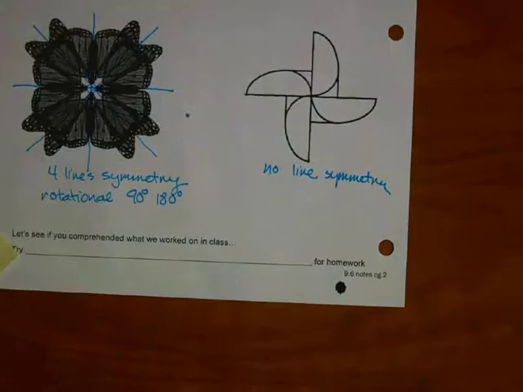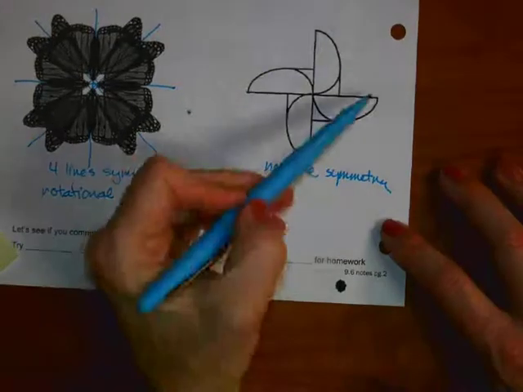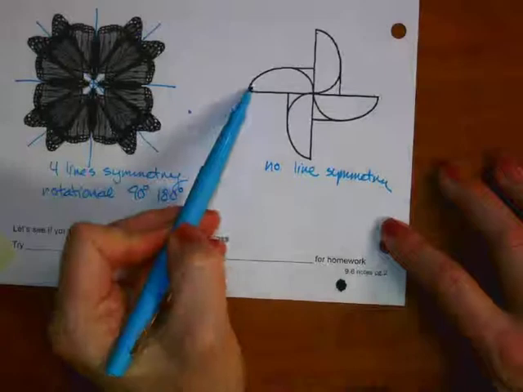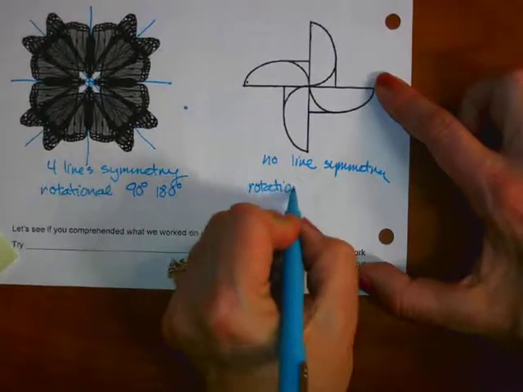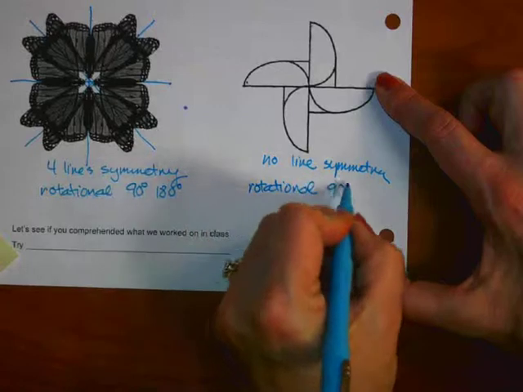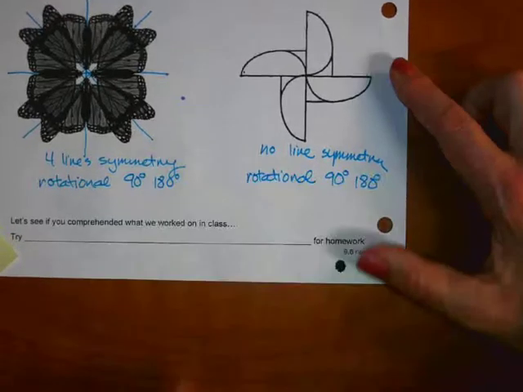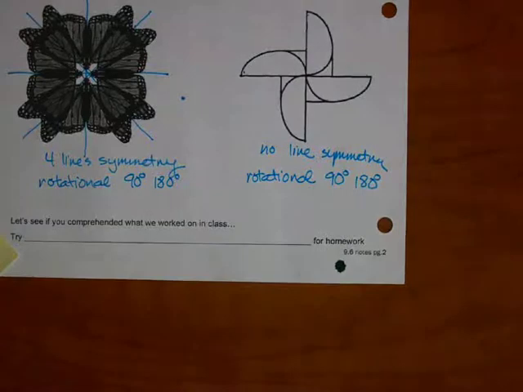What rotational symmetry is there on this one? From here to here and here to here. Just 90 and 180, right? Okay. 90 degrees and 180. All right, that's that. That one wasn't so bad, was it?